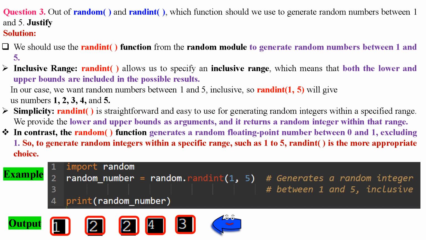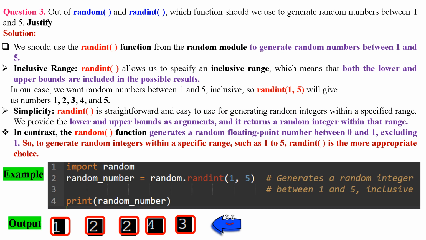In our case, we want random numbers between 1 and 5, inclusive, so randint of 1, 5 will give us numbers 1, 2, 3, 4, and 5. Simplicity. Randint function is straightforward and easy to use for generating random integers within a specified range. We provide the lower and upper bounds as arguments, and it returns a random integer within that range.